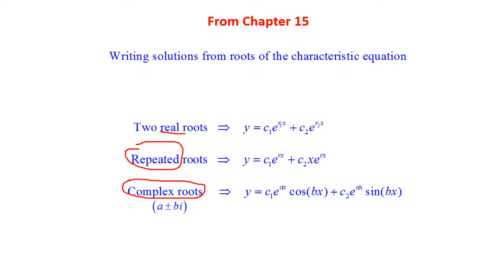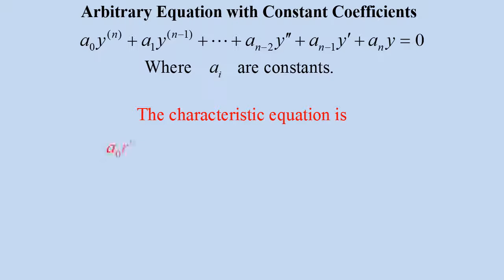Now, if you remember your algebra from years ago, a third degree polynomial would have exactly 3 roots, a fourth degree polynomial would have exactly 4 roots, and so on. So we're going to see how we extend this to higher order polynomials. Now we form the characteristic equation just like we did back in Chapter 15.